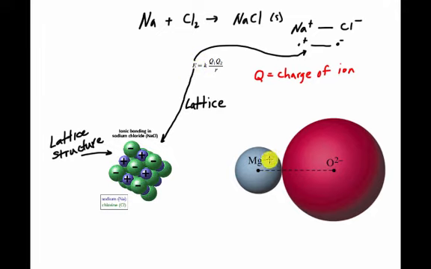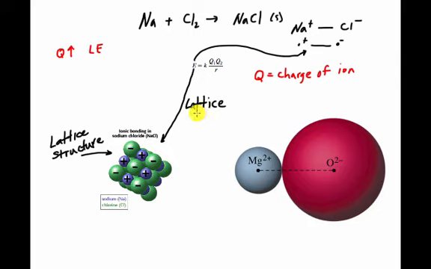But if I compare that to magnesium and oxygen, well, now I have a 2+, 2-, therefore I'm going to get more energy. So our first lesson here is that the higher the charge, if Q is larger, if the charge is greater, then our lattice energy... I'm going to use LE for lattice energy.